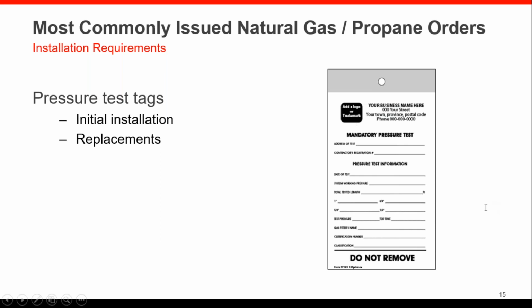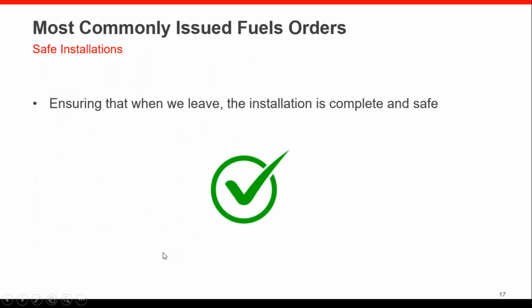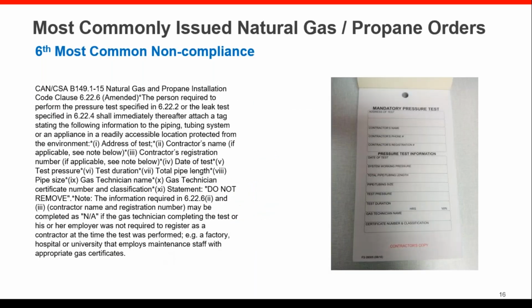But this is our sixth most common non-compliance, and so the code says the person required to perform the pressure test, rather, generally the installer, has to follow these requirements and complete the tag. The important part here is that there is an exemption within the code if you're a certificate holder working for an employer who's not required to be registered as a contractor. Then you could be exempt from one part of filling out that pressure test tag, i.e. you can just put an NA, or it requires the contractor registration or the name and number there.